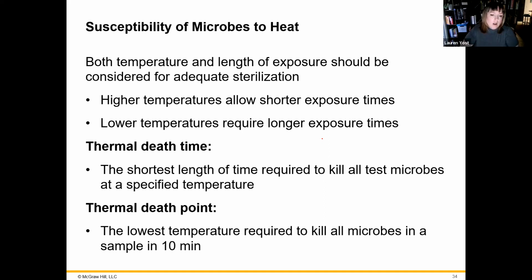So if you're putting 121 degrees Celsius and you're trying this new method of killing things out, and you pop it into that new method, what's the shortest amount of time that has to go by in order to kill everything in that test? Whereas the thermal death point, this is the lowest temperature that's required to kill all microbes in a sample in 10 minutes. So you have 10 minutes to kill every single microbe in your new little setup over here. What is the lowest temperature that you have to put it at, the absolute lowest, to still kill everything in the sample within 10 minutes? So that's the idea there with the thermal death point.